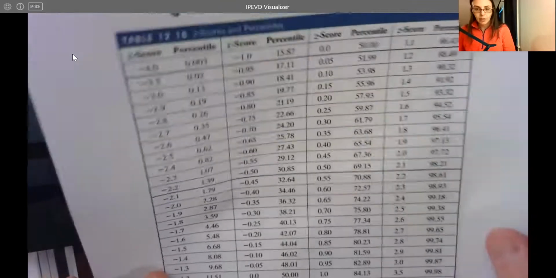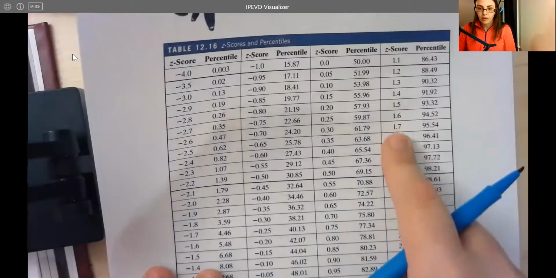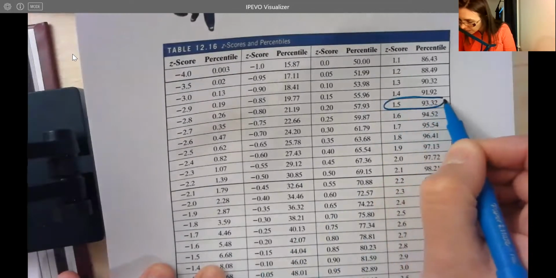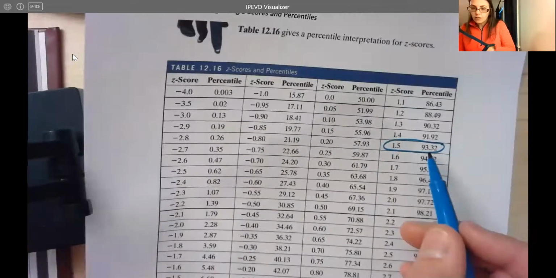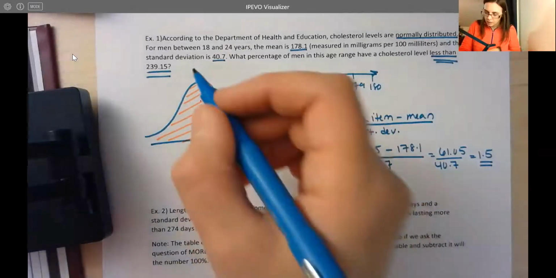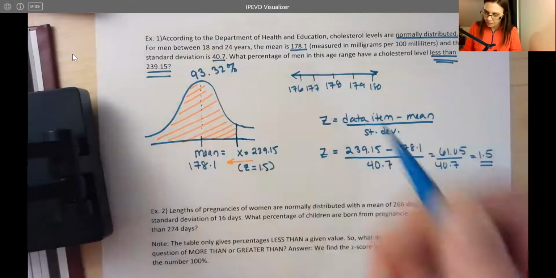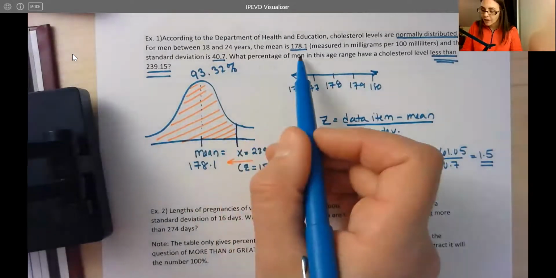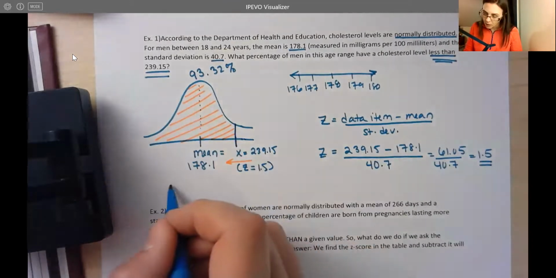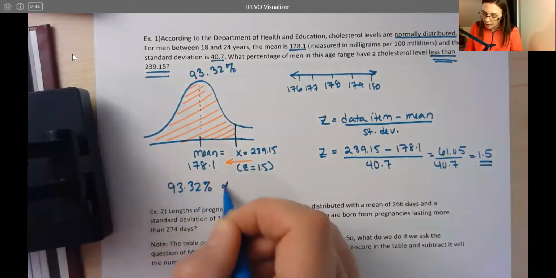All right, so here's my table. I want 1.5. So here's my z-score of 1.5 right here. So my percentile, sorry, my percent is 93.32. So that means this area here is 93.32%. So what percent of men in this age range have cholesterol levels less than 239.15? Well, 93.32% of men.